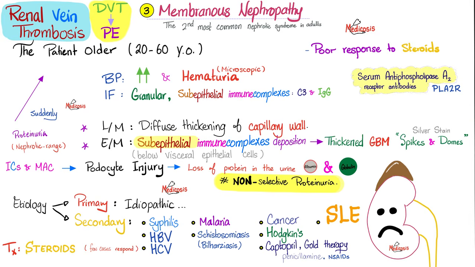Third, membranous nephropathy, the second most common nephrotic syndrome in adults. What's the number one? Let me know the answer in the comment section.